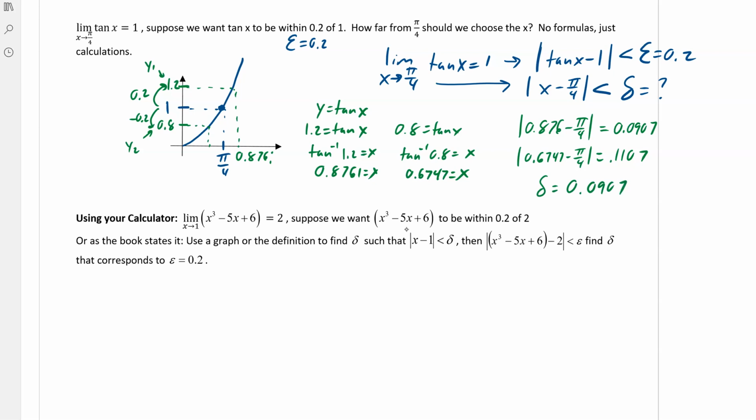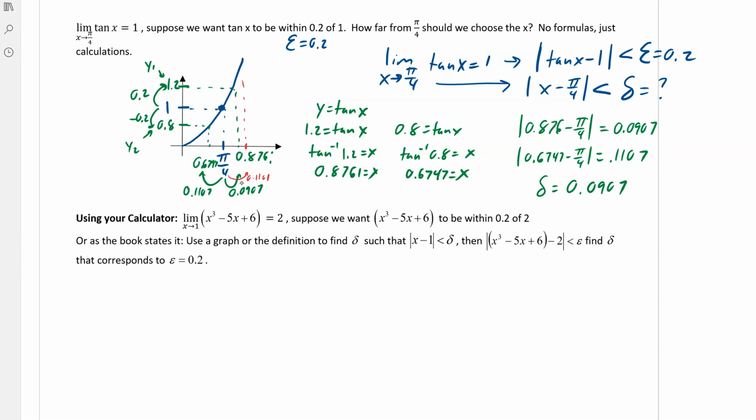And here's the reason why. If we plug these on here, this is 0.6747. That's that one. So the first one, the 0.876, this one has a distance of 0.0907. So we go this way, and it's 0.0907. And this one is 0.1107. Well, if I went that same 0.1107 this direction, right? And so if I took that one all the way over here, 0.1107, I would end up here.